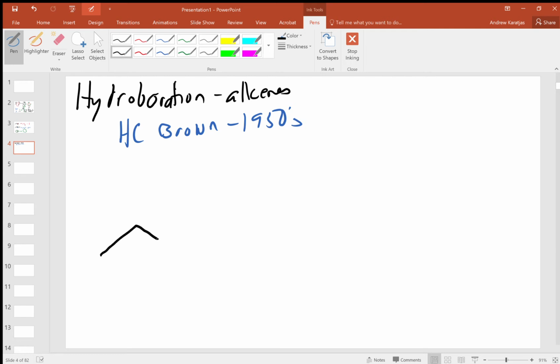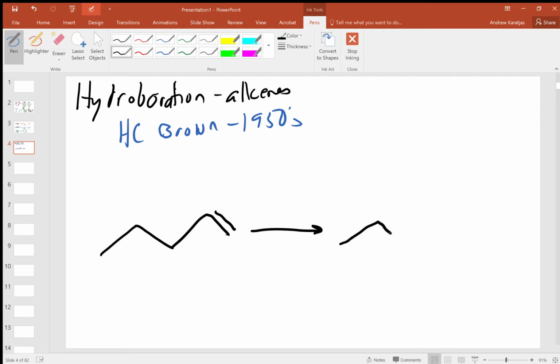The hydroboration is another reaction which adds water to an alkene, just like with the hydration as well as the oxymercuration. If you recall, with both of those reactions, those were hydration type reactions where one of the carbons of the alkene got a hydrogen added and one of them got a hydroxyl group added. Hydroboration gives a similar result.